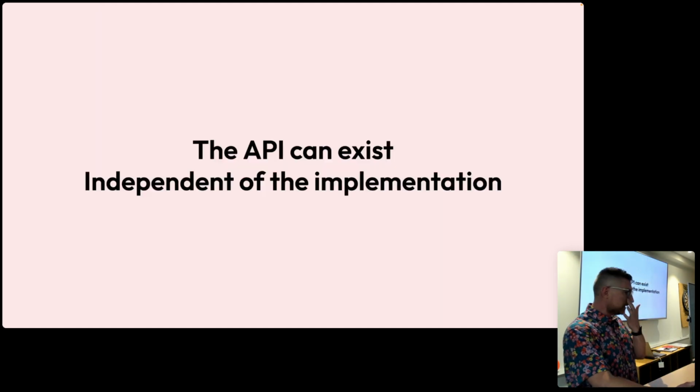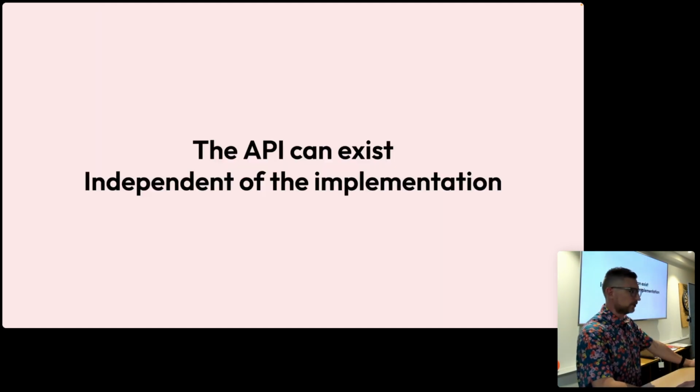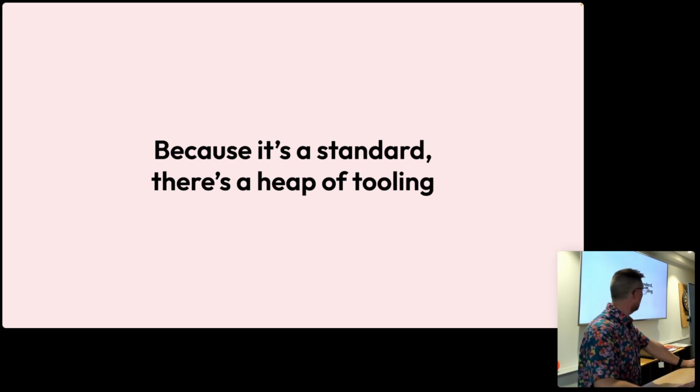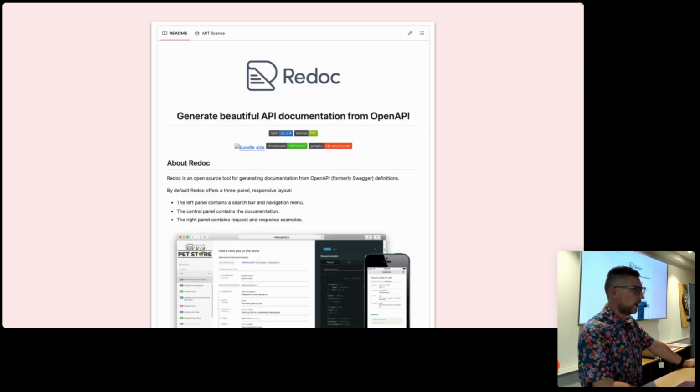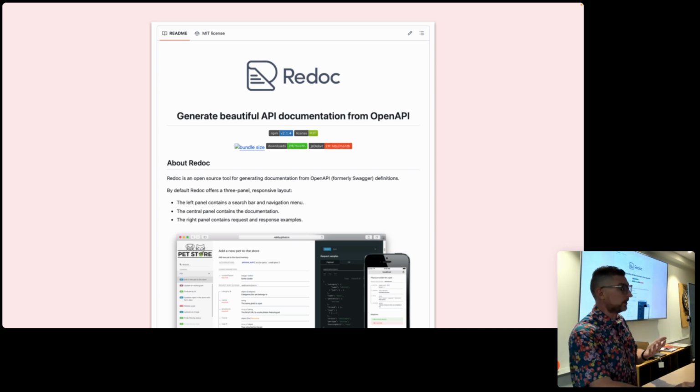And so this lets the API exist independent of the implementation. And because OpenAPI is a really popular standard that heaps of people use, not just for Ruby and TypeScript, but for every language you can think of, there's heaps of tooling around it, which makes it really easy to use. So an obvious example is there's heaps of tools that let you take that YAML file and turn it into API docs. So this is Redoc.